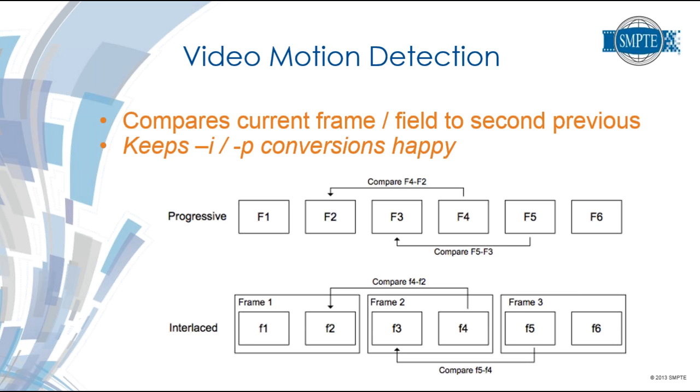When we're converting from progressive to interlace, interlace to progressive, we have this field to frame mapping problem. And it's not really a problem, but it means that if we go 2 fields away in interlaced or 2 frames away in progressive, we'll find that we're comparing the same thing. So this is where we get our video comparison from.